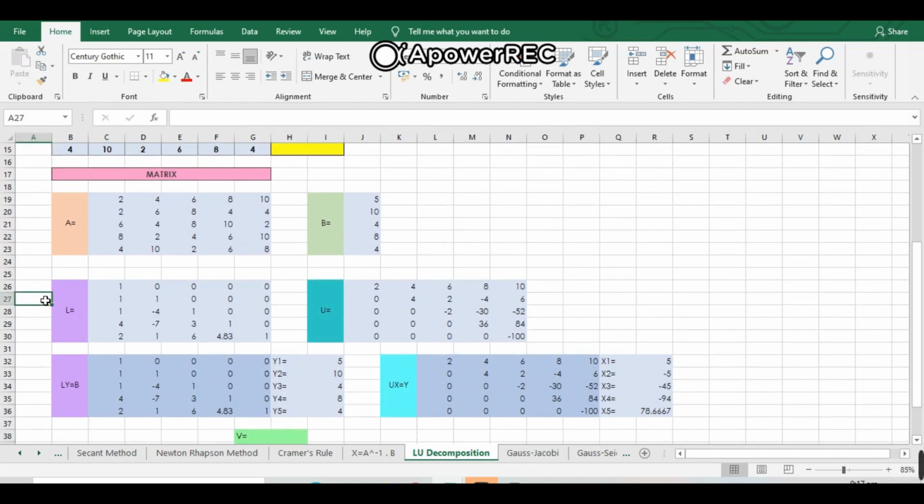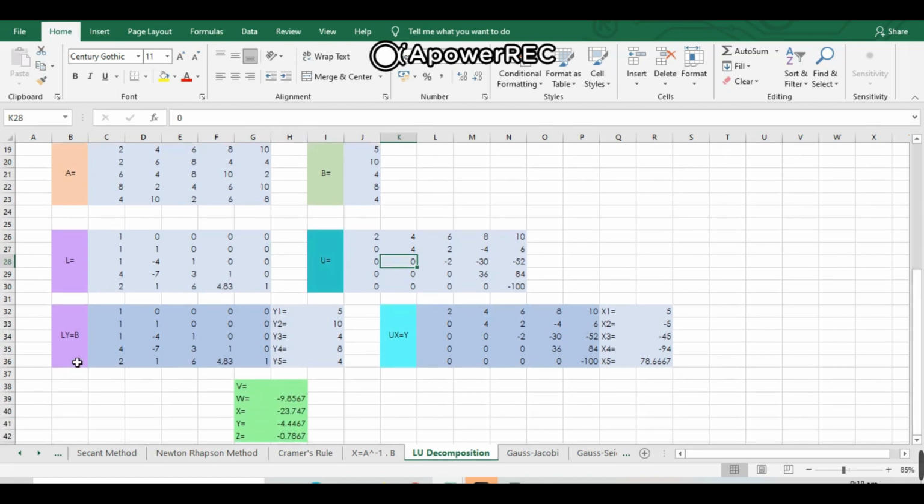For lower matrix, the upper right side must be 0 and the diagonal must be 1. The user should get the formula to get all zeros. For upper matrix, lower left side must be 0, and again, the user must find a formula to get this. To get Ly equals b, it will get y1 to y5. For Ux equals y, it will get the values of x sub 1 to x sub 5.